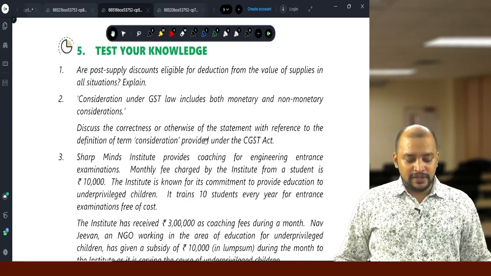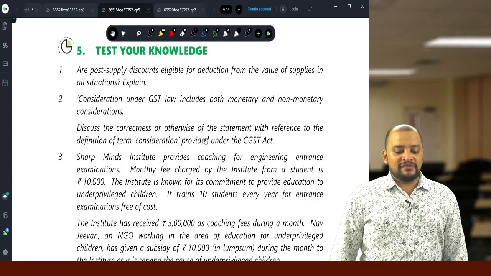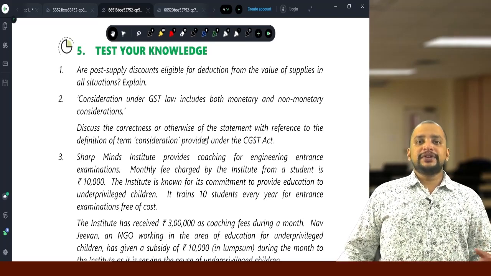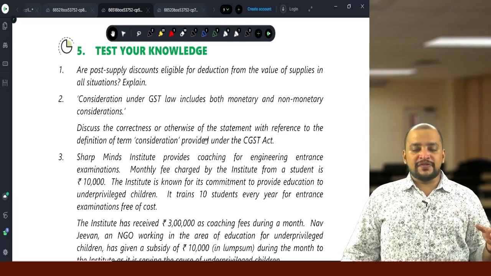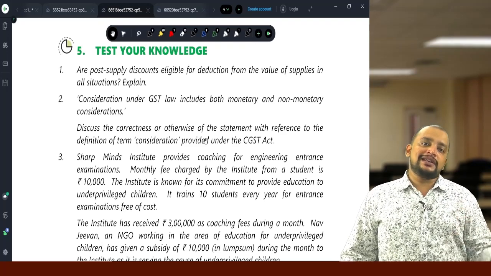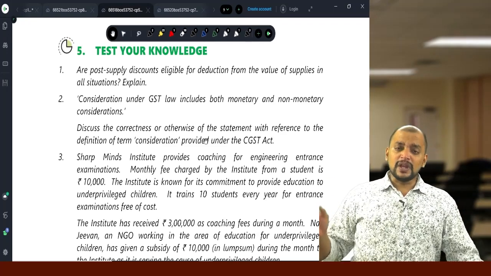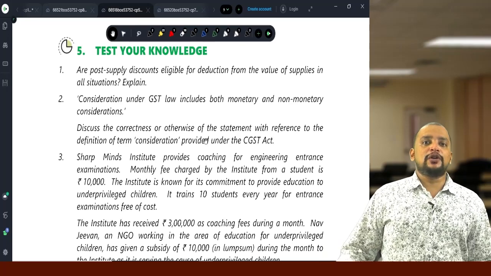So look into the first question. Are post supply discounts eligible for deduction from the value of supply in all situations? Explain. Discounts are divided into three. Discount given before or at the time of supply is always allowed as deduction. If the discount is given after supply, but the terms are agreed before, at the time of supply, then also it will be allowed as deduction.